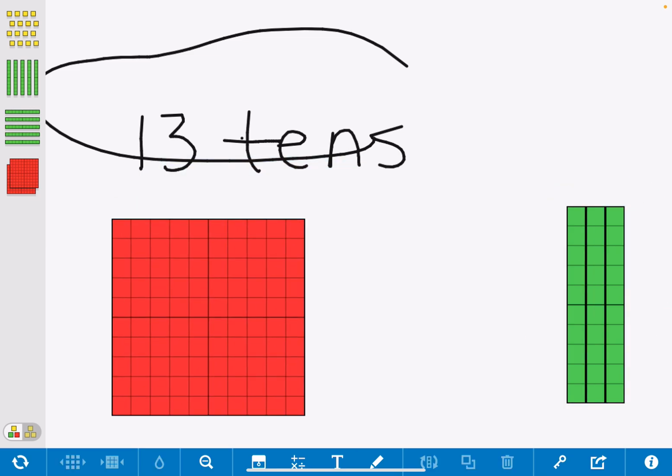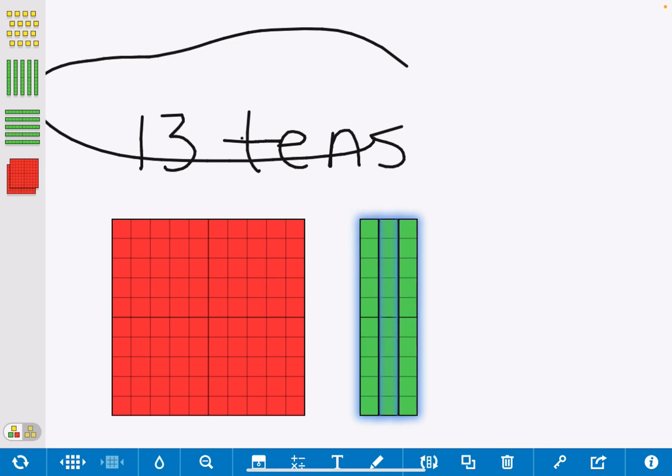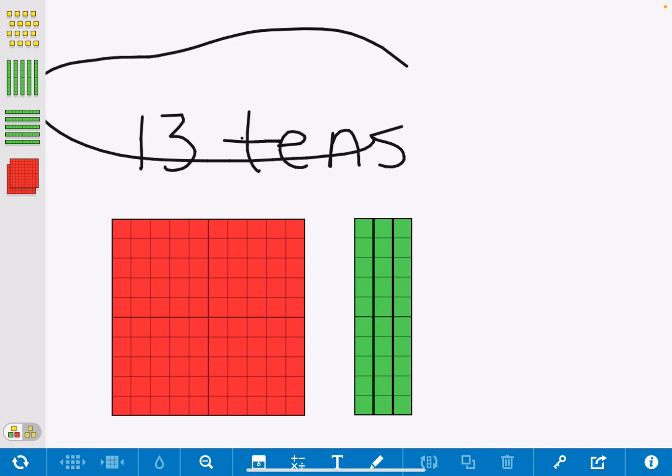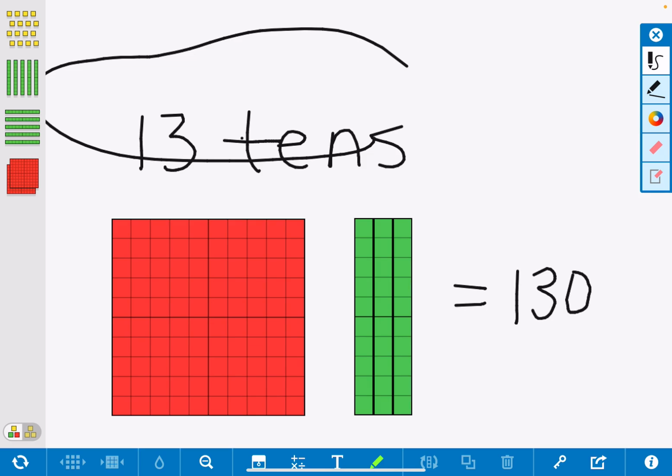What do we have still over here? We have 3 tens. So the number then, all you have to do is say, I know I have 100 and I have 3 tens, and I have no wee ones. So that means that I have 130. Remember, no wee ones means there's a 0 in the wee ones place. So that's 130. 13 tens equals 130.